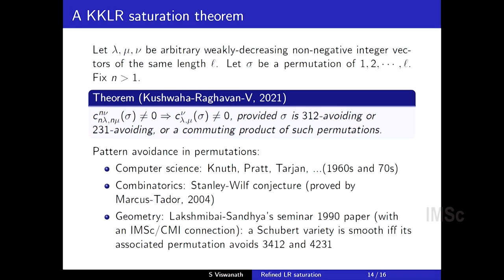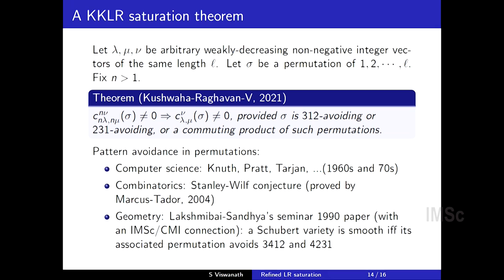So here's the saturation theorem that we managed to prove. It says that the same saturation statement also holds for the refinements that we talked about. But not for all 24 of them, or all 6 of them, depending on what your n is. We haven't managed to prove them for all of them. What we have is a theorem that if the scaled refinement is a non-zero value, then the original refined guy is also non-zero. We've been able to show this provided sigma is 312 or 231 avoiding, a permutation which is 312 or 231 avoiding.